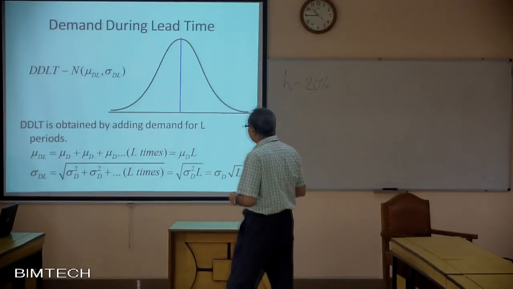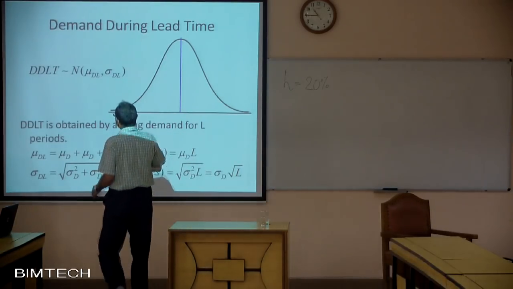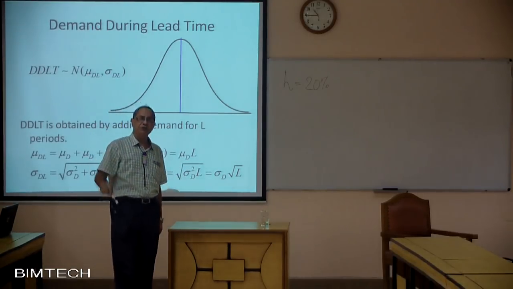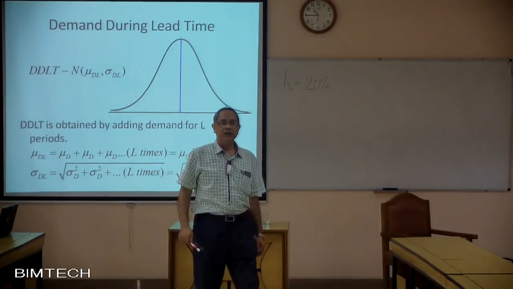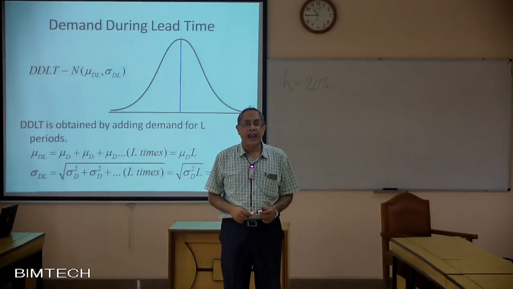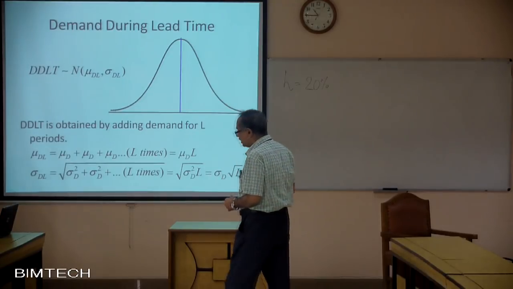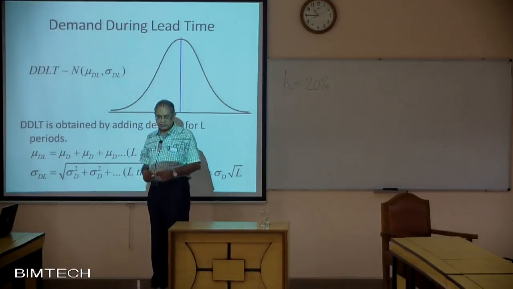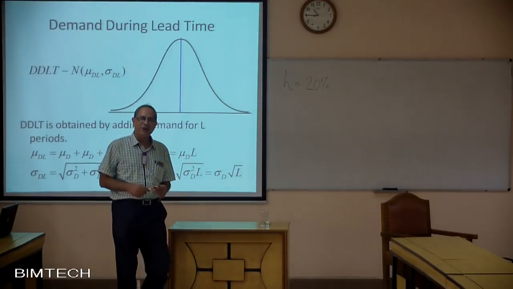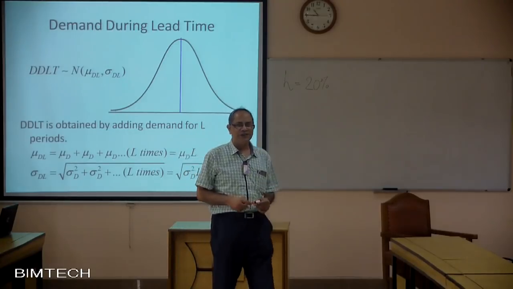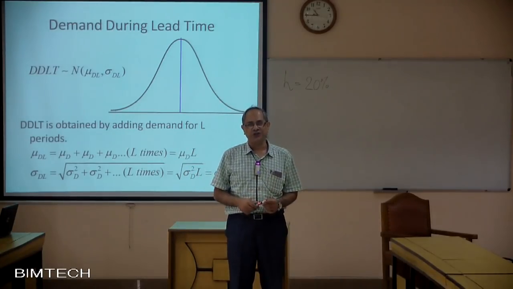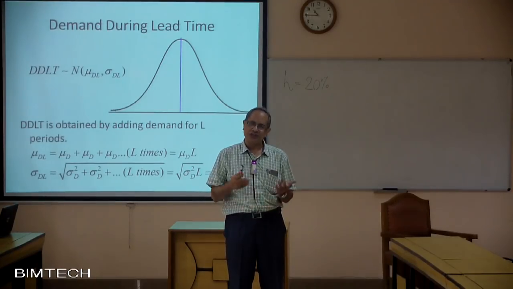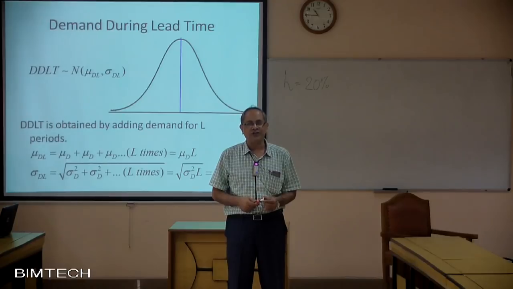Okay. Now, what is the mean of that normal distribution? I call it mu dl. Earlier, the per period mean was mu d. For L periods, the mean is mu dl. Similarly, the standard deviation is sigma dl. How do we find mu dl? Well, if I am combining L normal distributions, then the mean of the combined distribution is simply the combination of the means of the individual distributions, which means the sum of the individual means.